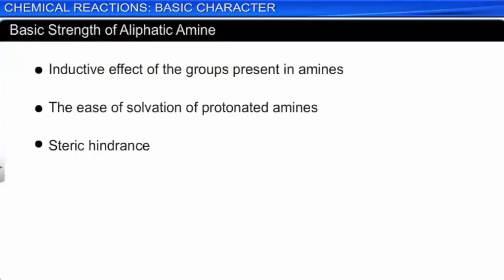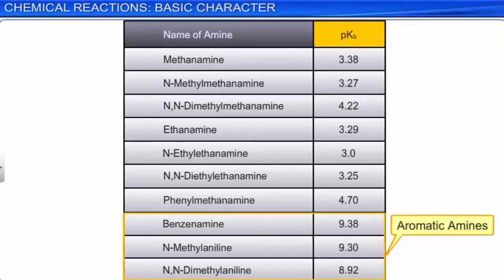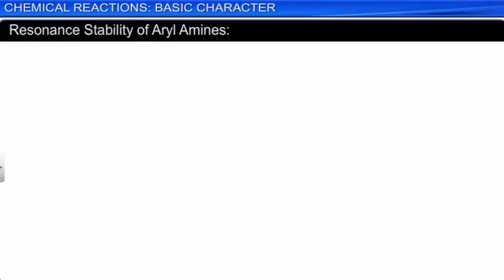Thus, the relative basic strength of primary, secondary, and tertiary aliphatic amines is due to the combination of inductive effect, solvation, and steric hindrance. Now let us consider the order of basic strengths of aromatic amines. By observation, the pKb values of aromatic amines are quite high. This can be explained on the basis of the resonance stability of aryl amines and aryl ammonium ions by taking the example of aniline or aryl amine.